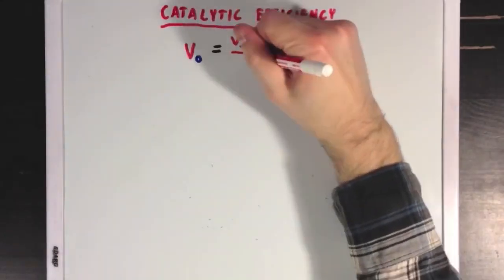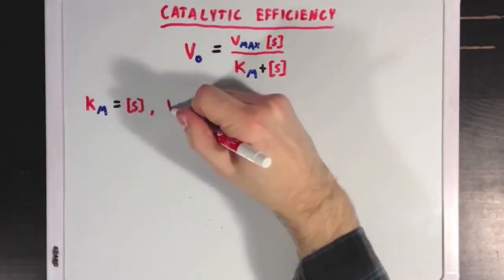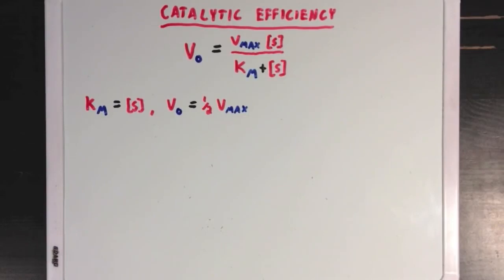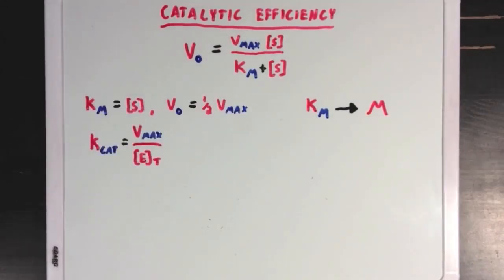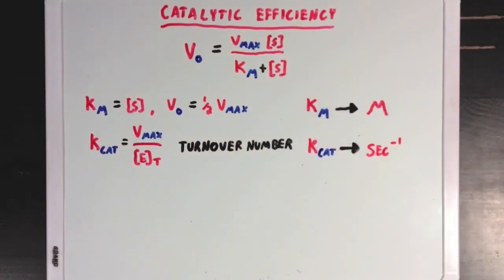So I'll rewrite the Michaelis-Menten equation. Remember, we defined Km as a substrate concentration where V0 is 1/2 Vmax. And since it's a concentration, it will be in units of molar, or moles per liter. But now I'm going to throw a new term at you called kcat, which is equal to the maximum speed of a reaction divided by the total enzyme available. And we call this the enzyme's turnover number. All this term is, is how many substrates an enzyme can turn into product in 1 second at its maximum speed. And we measure it in units of seconds to the -1, or per second, as in reactions per second.